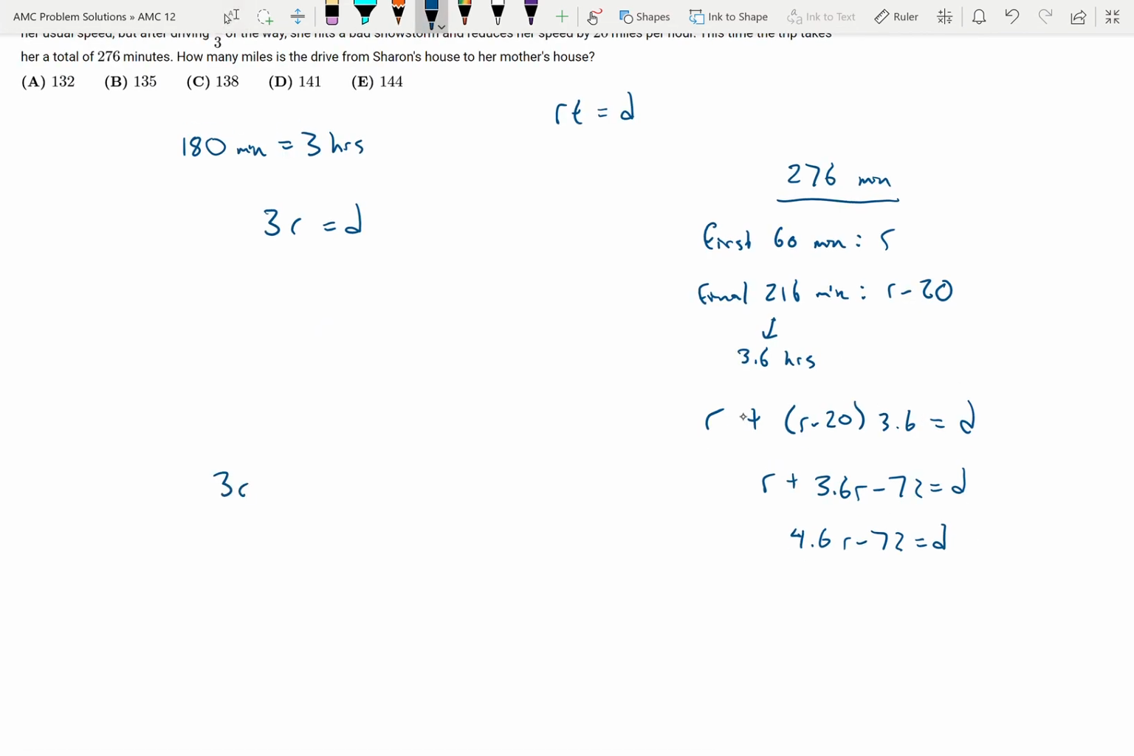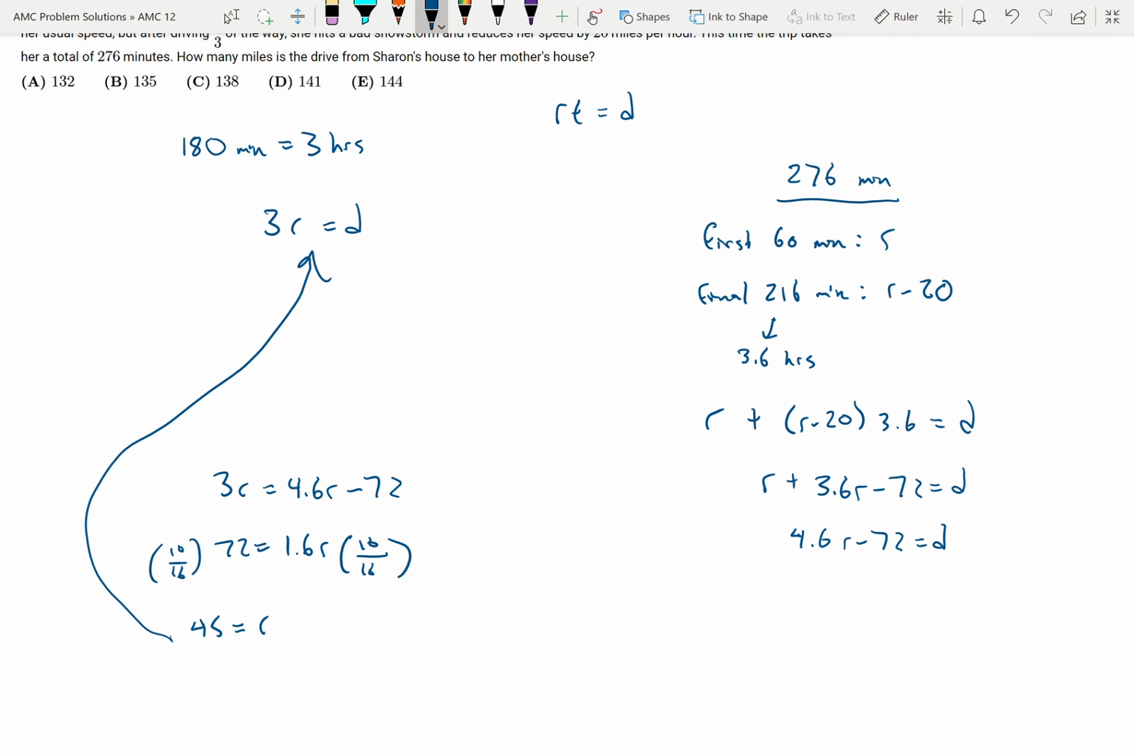So 3r equals 4.6r minus 72. Rearranging that equation, I get 72 equals 1.6r. Multiply both sides by 10/16. Doing that, I should get 72 times 10/16 will give me 45. So 45 equals r. Now all I have to do is plug that value into r here.